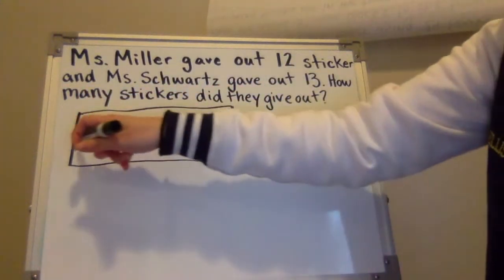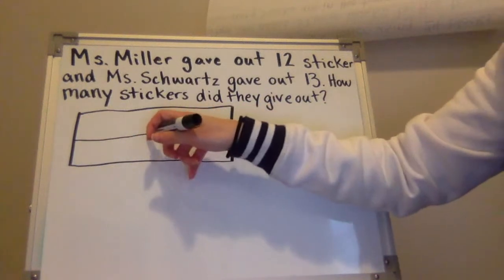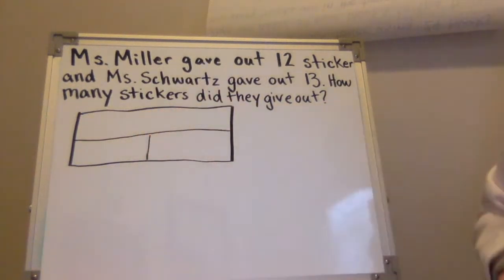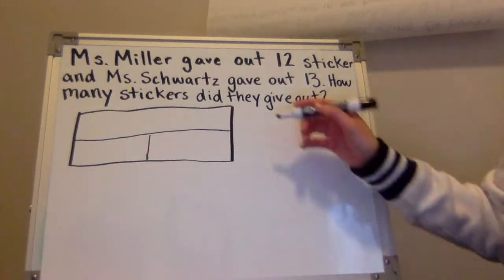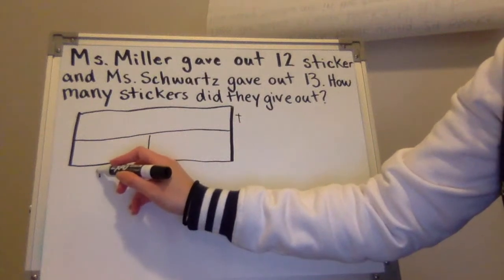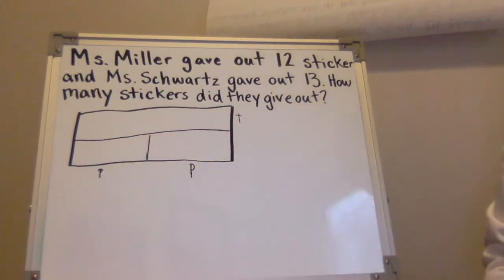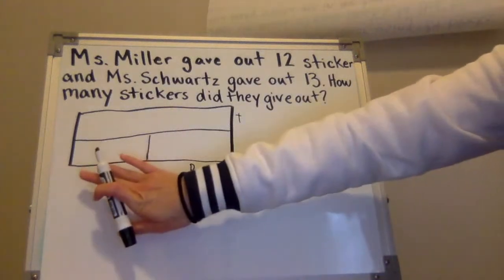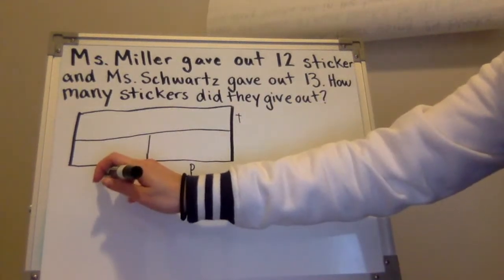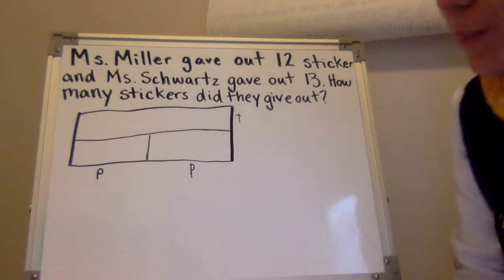I drew a rectangle, split it in half, then split this part in half. Awesome. We know that this top part is the total, and these down here are the parts. Great. That's supposed to be a P. So now, let me go ahead and read that problem again and fill in what we know.